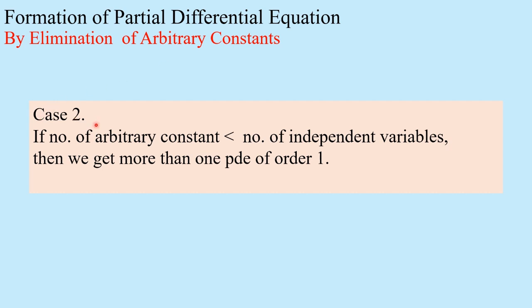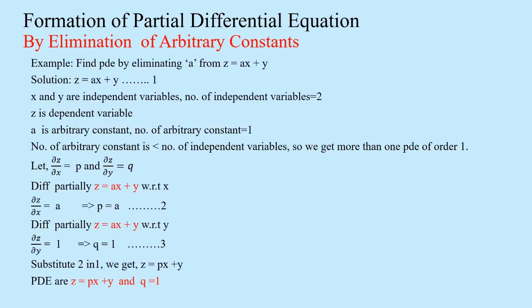Case 2. If the number of arbitrary constants is less than the number of independent variables, then we get more than one partial differential equation of order 1. Let's understand this with an example. We have taken this example. We'll call this equation 1.